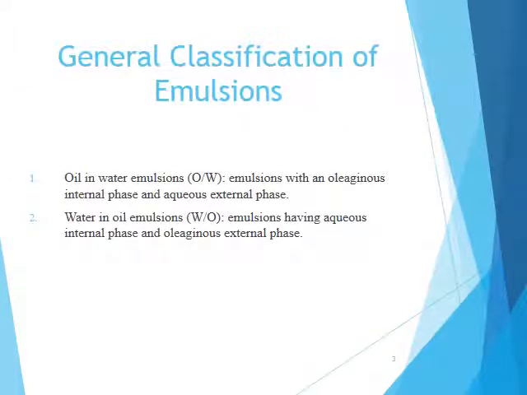Now this slide will show you the general classification of emulsions. Generally speaking, we have two types of emulsions: oil and water emulsions. In this kind of emulsions, we have the oleaginous phase as internal phase and the aqueous phase as the external phase. And we have water and oil emulsions. So in this case, the emulsions having the aqueous phase as the internal phase and the organic phase as the external phase.